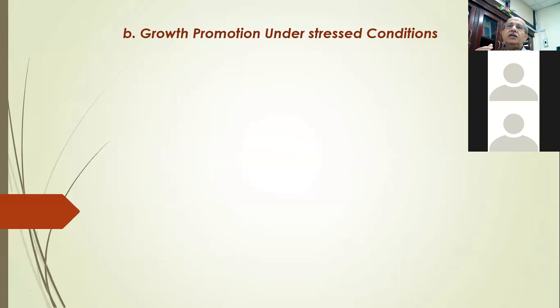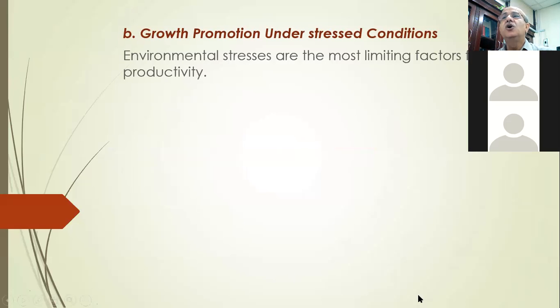Then the second possibility is growth promotion under stressed conditions. And I have already explained that the stresses may be of two types. Those may be biotic stresses or abiotic stresses. So environmental stresses are the most limiting factors for crop productivity. Can anybody tell me some environmental stresses?